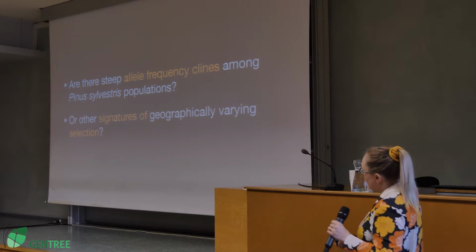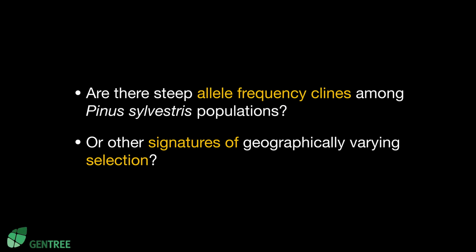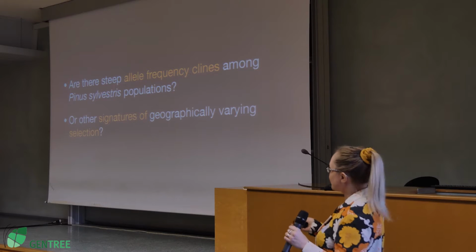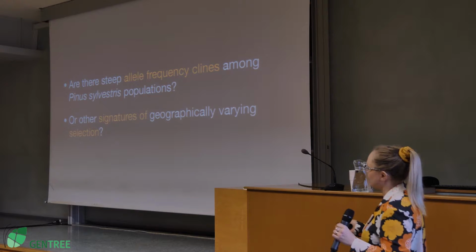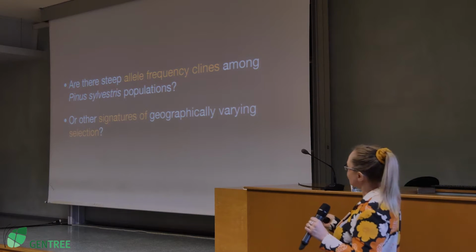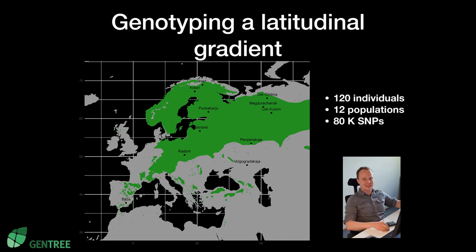So with this study, we wanted to actually look: do we see these steep allele frequency declines among Pinus sylvestris populations, because we see it at the phenotype level, or do we see other kinds of signatures of geographically varying selection in the genetic data? And this was mostly work done by Jaakko Tyrmi, a PhD student.